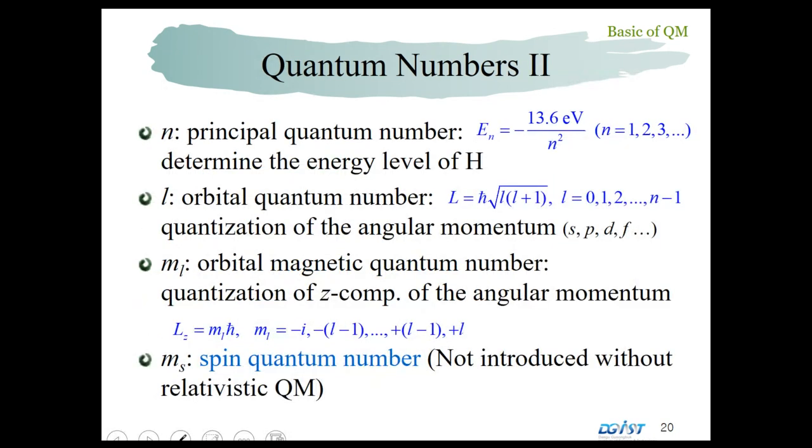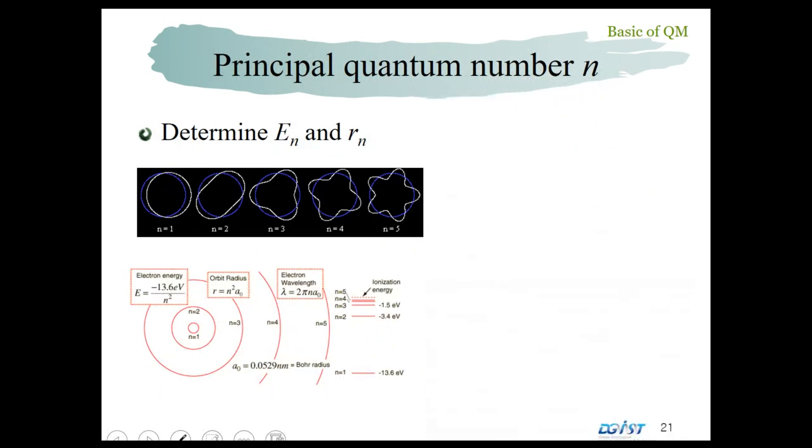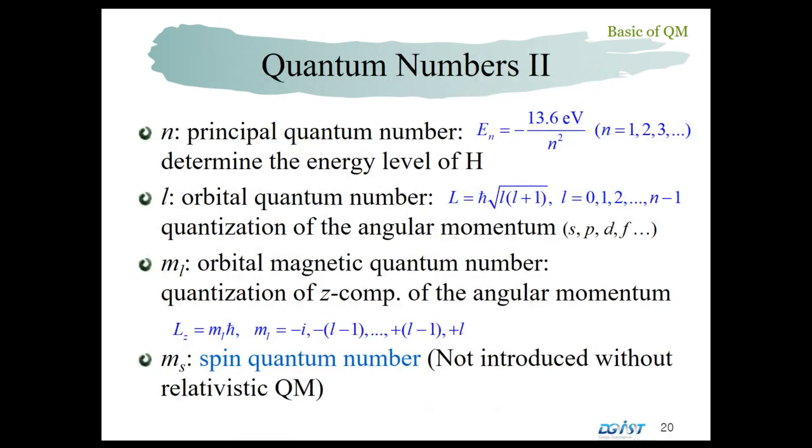Before that, the principal quantum number. This N implies the principal quantum number, and they will determine the energy level of the hydrogen by this relation. The N varies from 1 to infinity. So if you go to the infinite number of N, the energy is going to 0. So that means the electron is now free from the nuclei of the hydrogen.